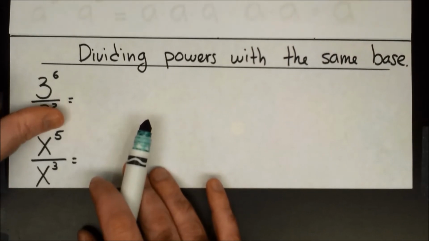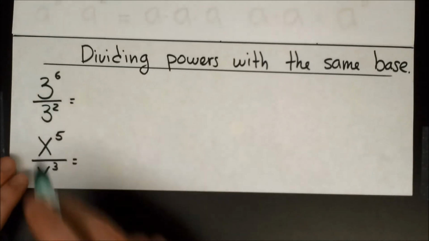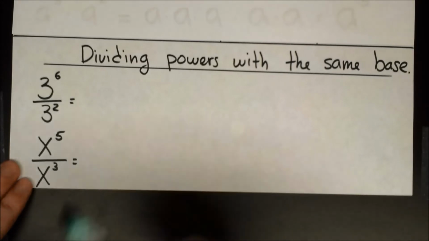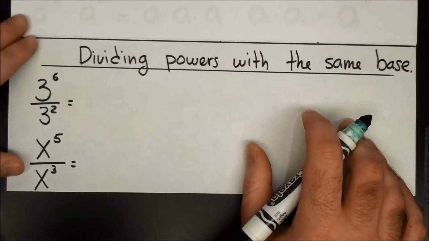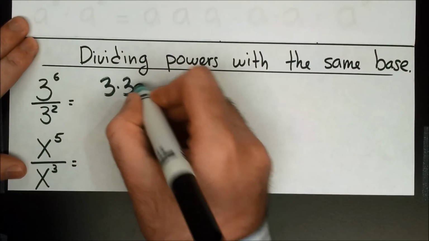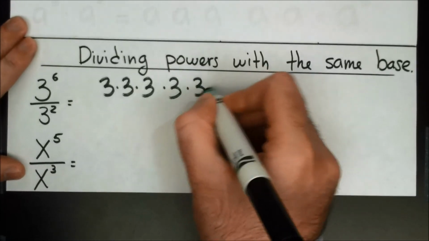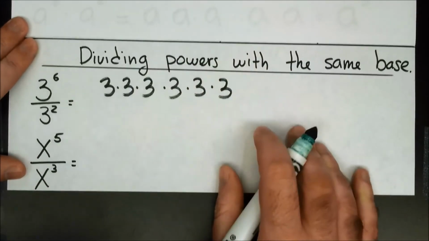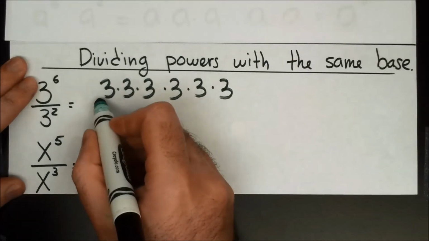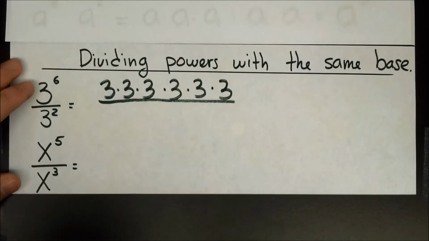How can I write that out? If you said take the base 3, multiply it against itself 6 times, you would be correct, as I know you are. Which would be 3 times 3 times 3 times 3 times 3 times 3. All right, I'm going to do our division line here. Not as straight as it could be, but it's okay.